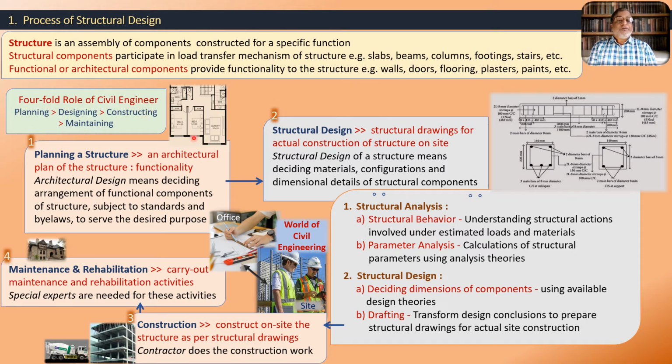Planning of the structure, which gives us finally the architectural drawing, which is related to functionality. The second step is structural design, which finally gives us a structural drawing, which is related to design of slabs, beams, columns, footing, stairs, that is the structural components. Then the third is actual construction on the site, and the fourth is maintenance and rehabilitation of the structure whenever required. So these are the fourfold roles of a civil engineer, and this is in brief the process of structural design.